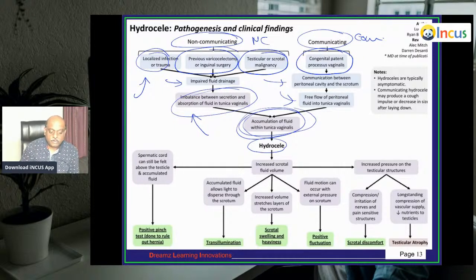So, because of that, the spermatic cord can still be felt above the testicle and the accumulated fluid. So that is the reason a positive pinch test differentiates hernia from hydrocele. Very good, Dr. Navneeta Sharma.